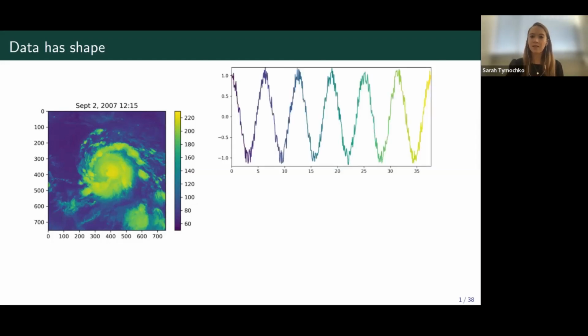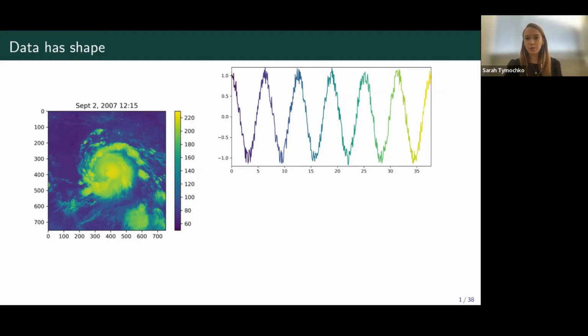In something like time series data, here is a simple example where the x-axis represents time and the y-axis is some measurement, whatever you're recording over time. Here, just as an example, it's a noisy cosine wave, but the notion of shape is a little bit different. We see hills and valleys in the time series, but it's not quite the same as looking at a circular shape in an image of a hurricane.